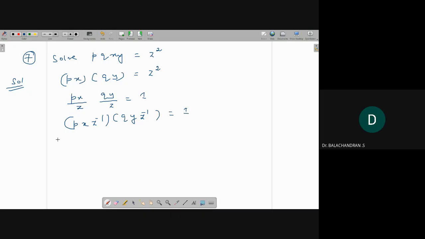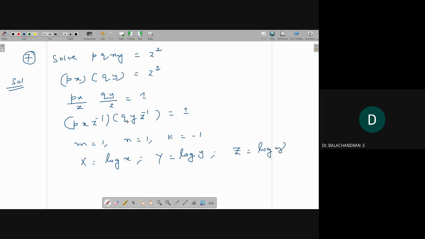Now here m is equal to 1, n is equal to 1, k is equal to minus 1. So now what is the substitution here? Capital X is equal to, m equal to 1, log x, and capital Y, n equal to 1 means log y, and capital Z, k equal to minus 1, log Z.